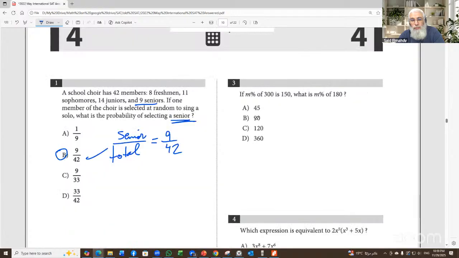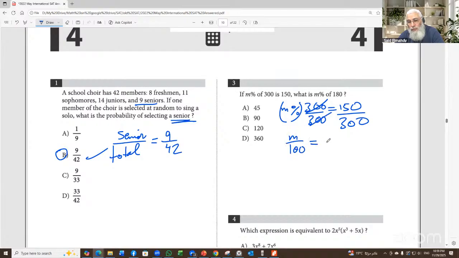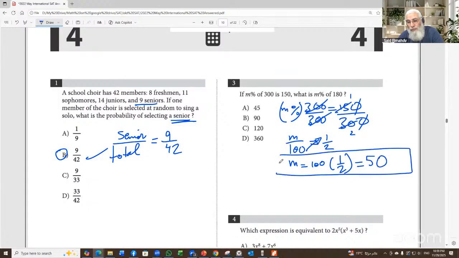Number 3. m% of 300 is 150. m% multiplied by 300 equals 150. So we can divide both sides by 300. This cancels out. So m% means m over 100 equals 150 over 300. This can cancel out, 15 divided by 15 equals 1, so this is equal to 1/2. So we can cross multiply: m equals 100 multiplied by 1/2. So this is equal to 50. So m is 50 and m% is 50%.